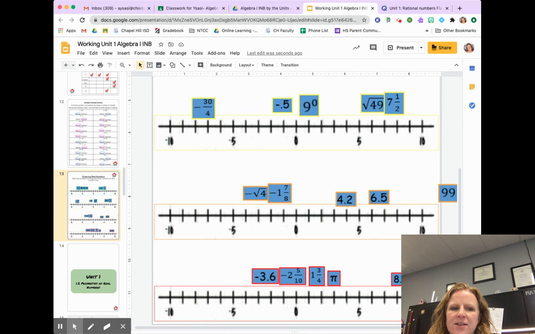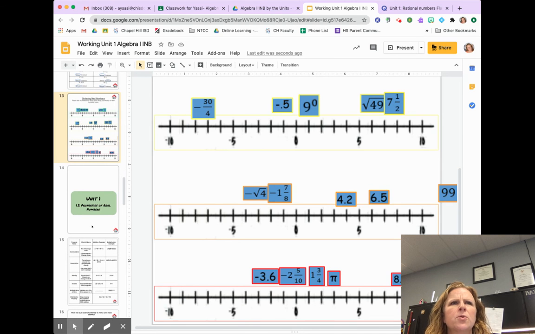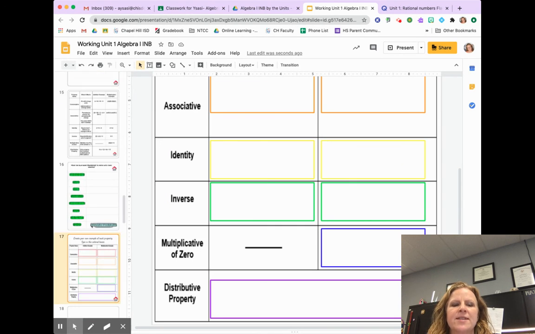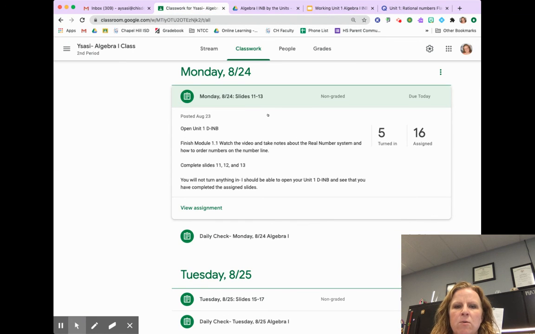Okay. So that is it for today. Make sure that you have all the slides completed 1 through 13 because tomorrow we will do 15 through 17 and then there'll be an assignment on Delta Math. Okay. So go back to your work. Make sure you've turned in Monday and your daily check. And then you are done for me for today.